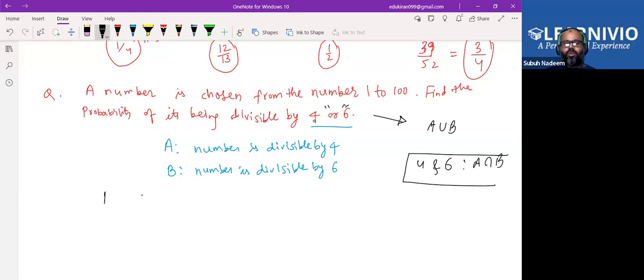So you have to actually find out the probability of A union B. Now the addition formula which we have done is probability of A plus probability of B minus probability of A intersection B. Using this, just try this out.